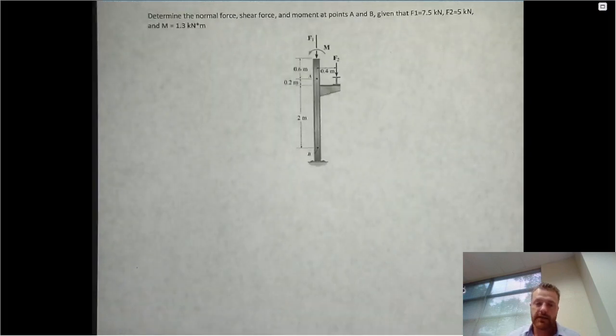So the first thing that we need to do whenever we're interested in solving for the internal force system at a particular point is actually segment the column in this case at that point. So it's kind of the similar idea of passing a section in the method of sections.